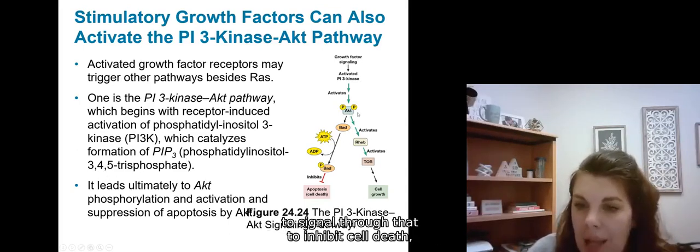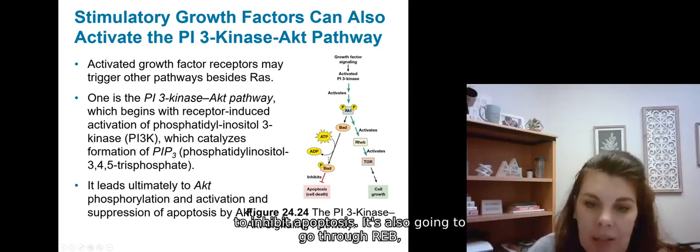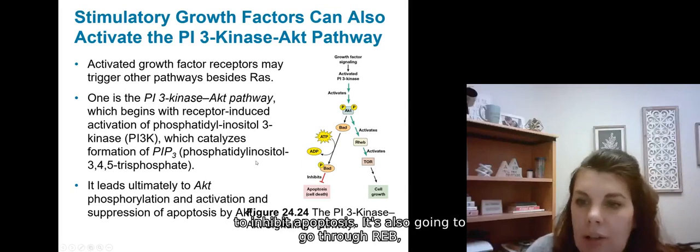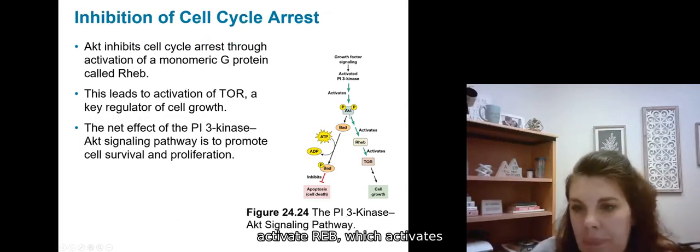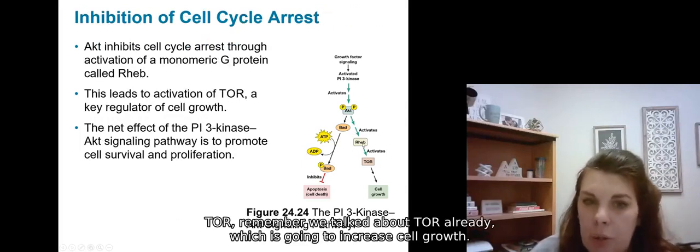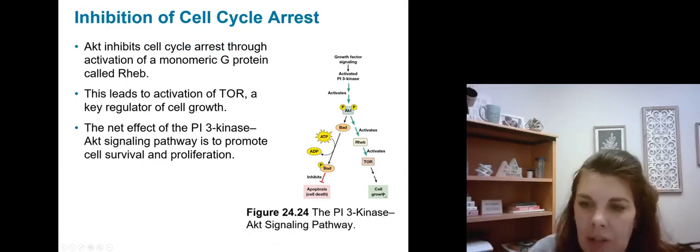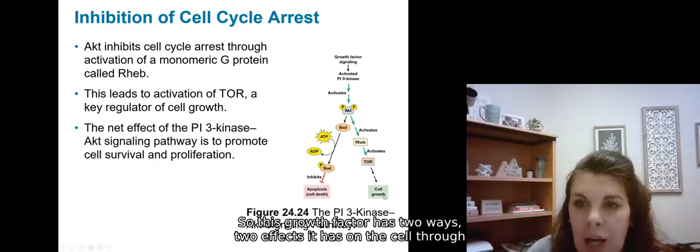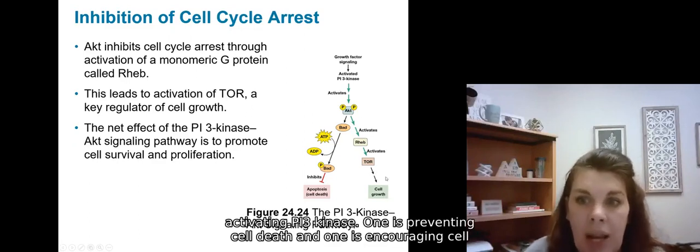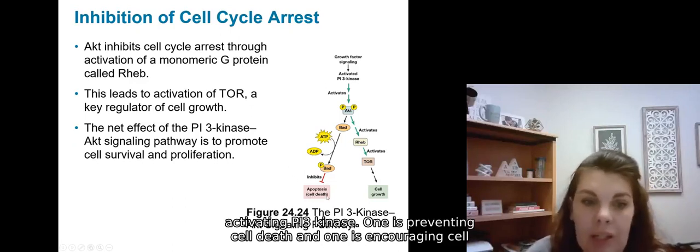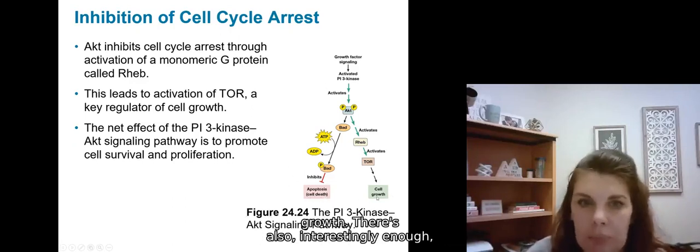AKT is going to signal through BAD to inhibit cell death, to inhibit apoptosis. It's also going to go through REB, activate REB, which activates TOR. Remember we talked about TOR already, which is going to increase cell growth. So this growth factor has two effects it has on the cell through activating PI3 kinase. One is preventing cell death, and one is encouraging cell growth.